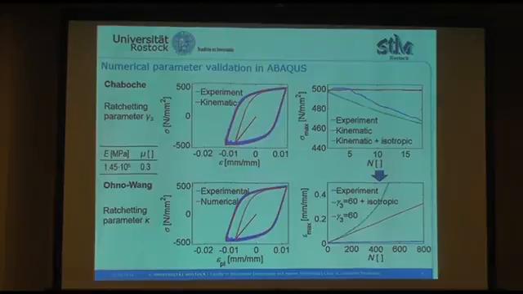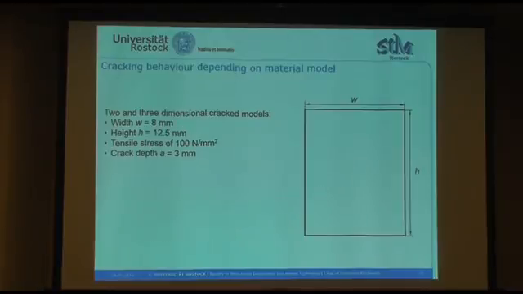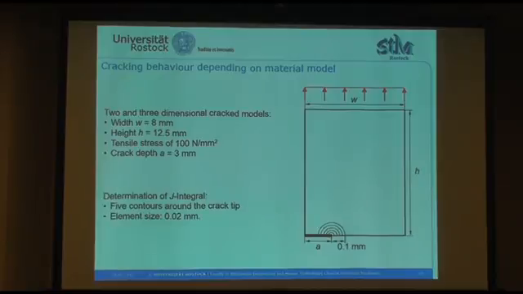After finishing all the parameter identification, I analyzed cracking behavior depending on the material model. Therefore, two- and three-dimensional cracked models with a width of 8 mm and a height of 12.5 mm were simulated. The loading was a tensile stress of 100 MPa and the crack depth was 3 mm. To determine the J integral, 5 contours around the crack tip with an element size of 0.02 mm were applied.